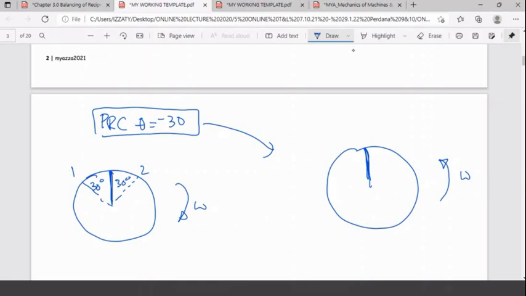So number 1 moves 30 degrees, correct? But now it is not 30 degrees because we are talking about reverse. So it will move 30 degrees but in the opposite direction. This one will be 30 degrees, and from the connecting rod, from the common crank, it becomes 60 degrees. So you have 60 degrees.